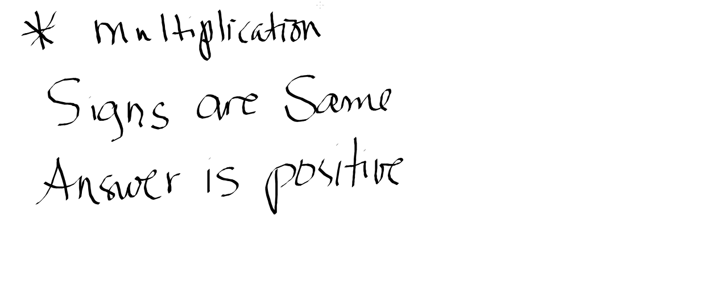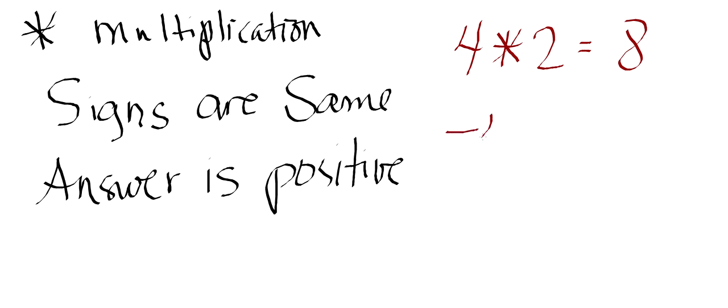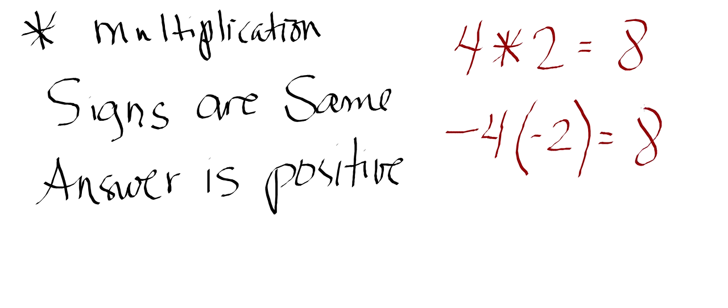So a couple of examples. We have 4 times 2. Well, 4 times 2 is 8. Both of them are positive. Positive 4 times positive 2 gives me positive 8. Also, I could have written this as negative 4 times negative 2. Remember I said we were going to be using parentheses for multiplication. I have the same signs here, so that means my answer is still going to be positive 8.